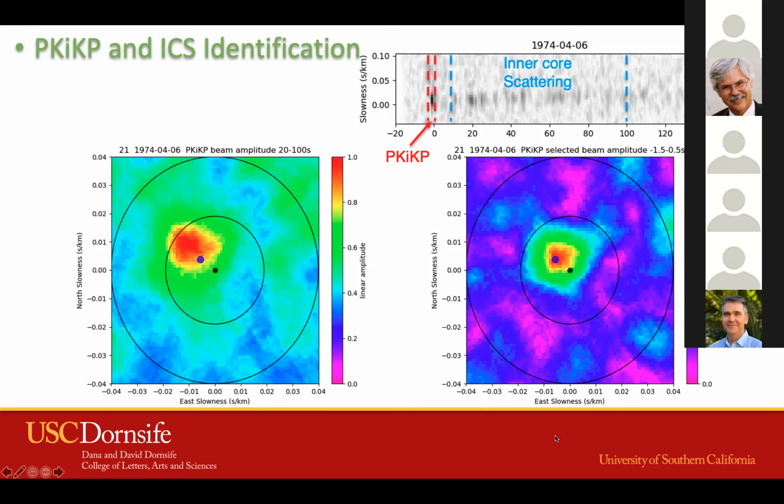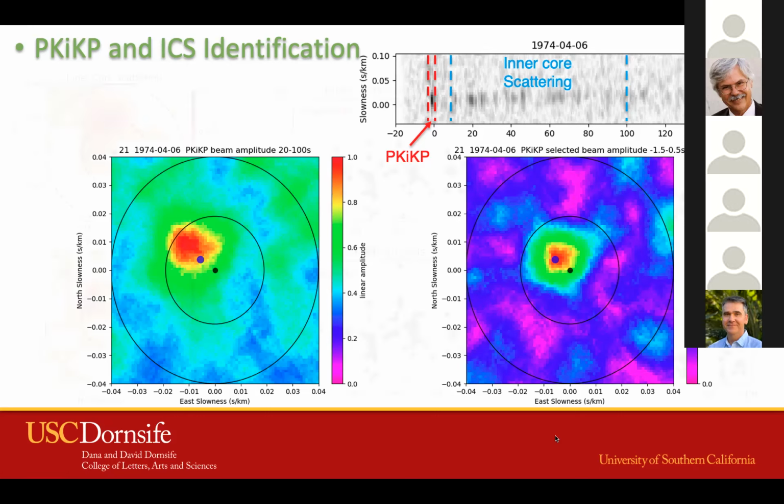The second one, we use a longer time window to check the appearance of the inner core scattering energy, like here. This is for 1D beamforming, and we do a 2D beamforming, and we can see a lot of energy here. If we see a pattern like this one, we know the inner core scattering energy is strong for this event.